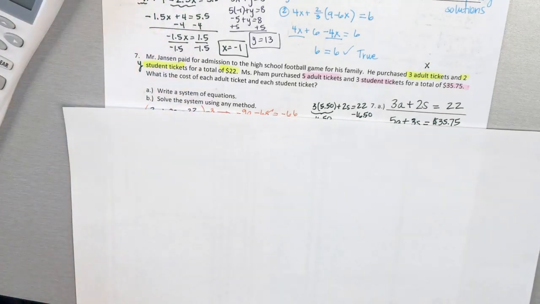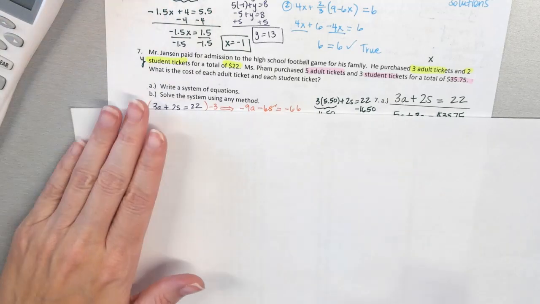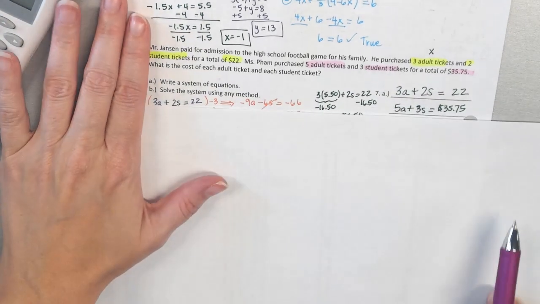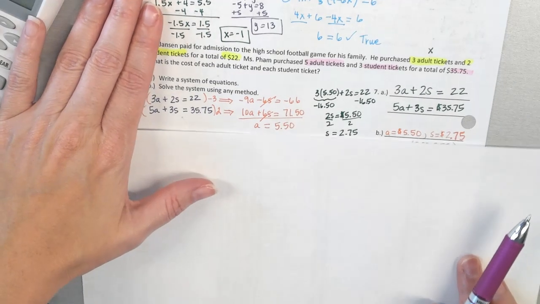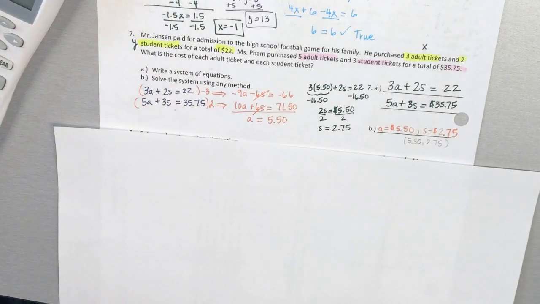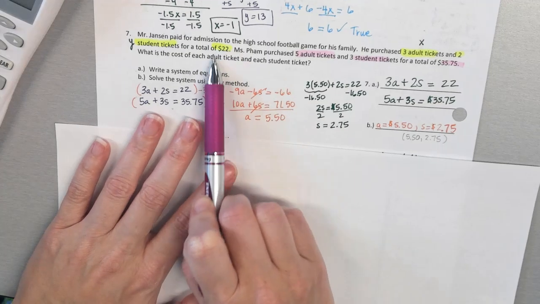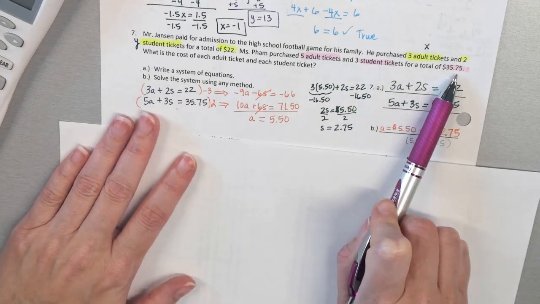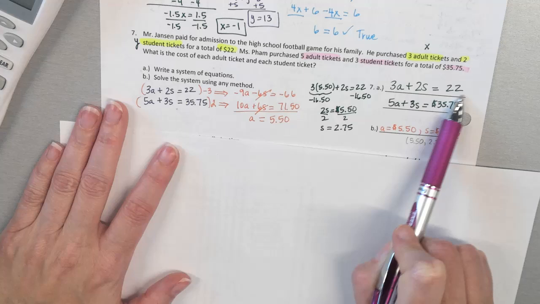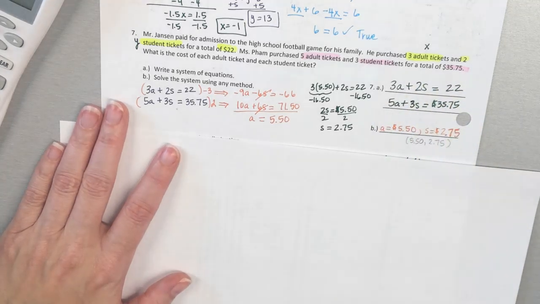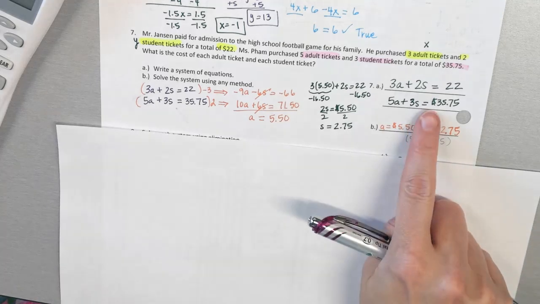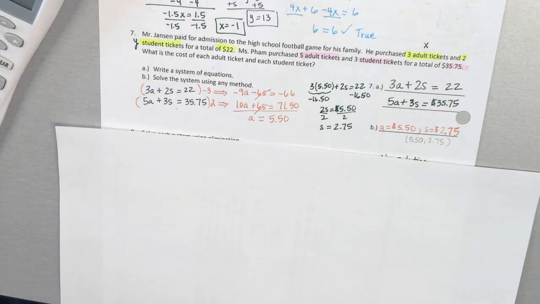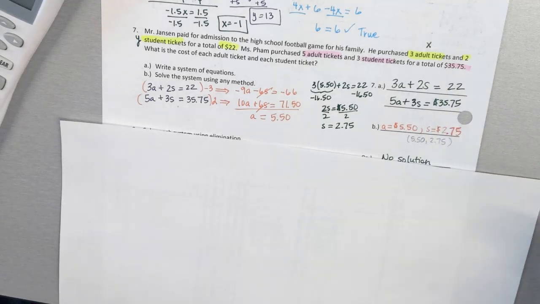All right, then we have Mr. Jansen, who paid admission to the high school football game for his family, 3 adult tickets and 2 student tickets. Okay, so you could use X and Y for those. You could use A and S. That's what I use for adult and student. Okay, now they tell you that he purchased it for a total of $22, and Ms. Pham purchased 5 adult and 3 students for $35.75. So your first equation should be for Mr. Jansen. Your second equation is going to be for Ms. Pham, and you don't have to have the dollar symbol there. Okay, so just those 2 are fine.